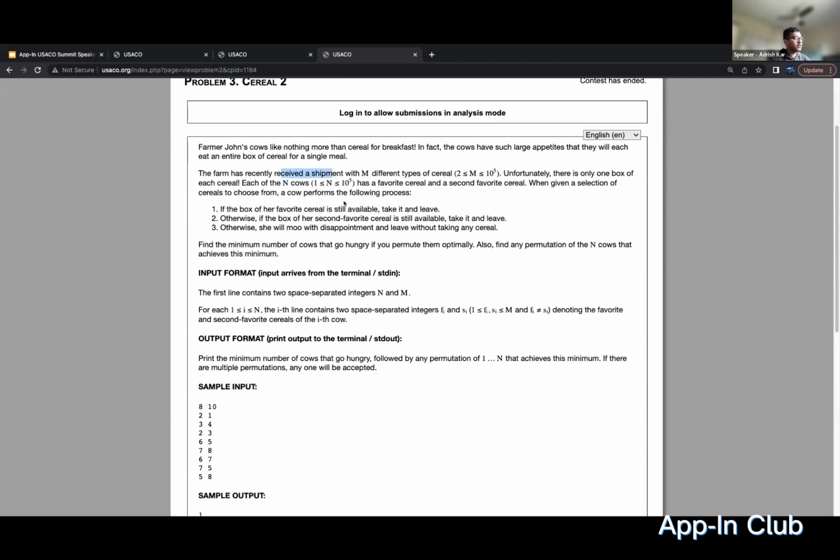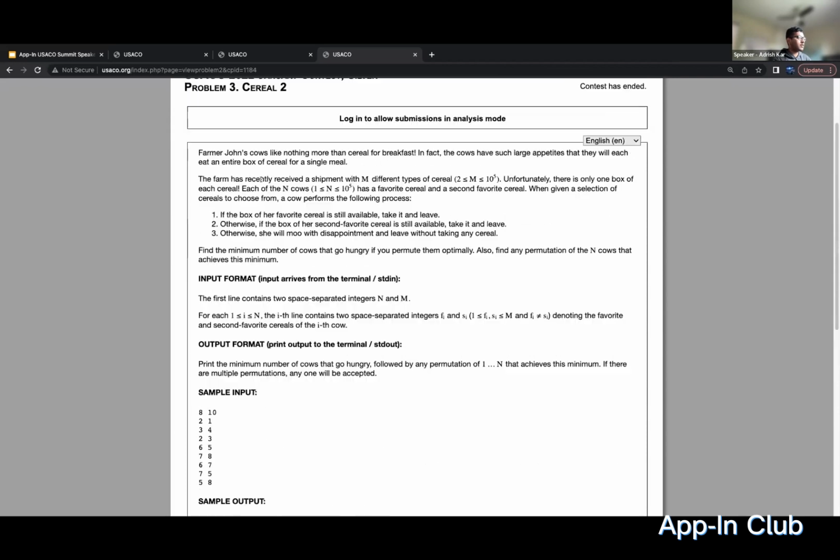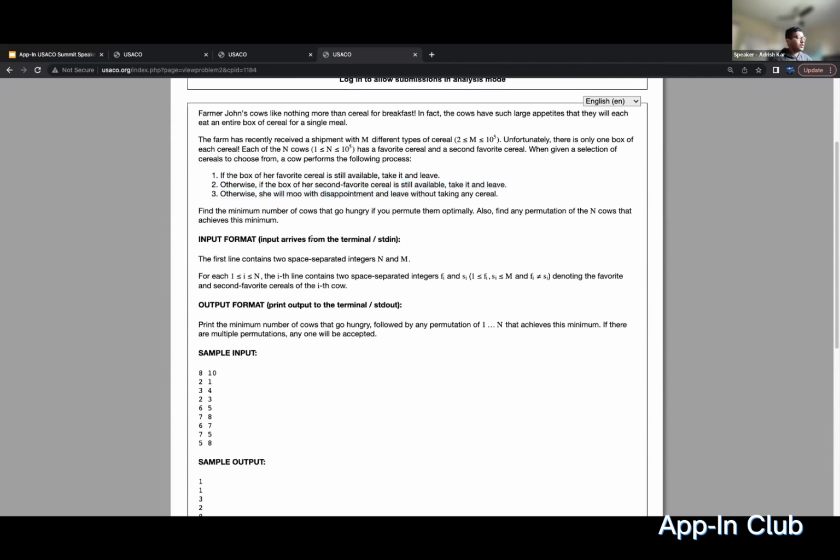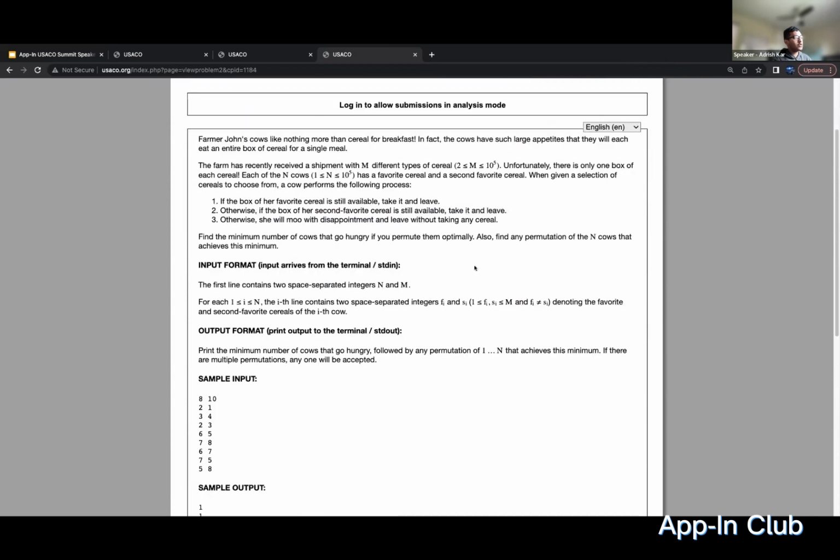If the box of the favorite cereal is available, they take it and leave. Otherwise, if the second favorite cereal is available, they take that and leave. But if neither the first nor second favorite cereal is available, they leave with disappointment without taking any cereal. So our task is to find the minimum number of cows that go hungry, and we're also supposed to find the permutation of the n cows that achieves this minimum.